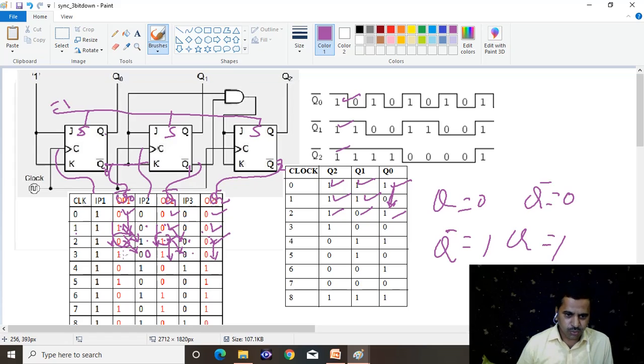Now it is 1, 1, 0. That means it is opposite. The Q0 is opposite to that one. That becomes 0, 0, 1. That is 0, 0, 1. That is correct.